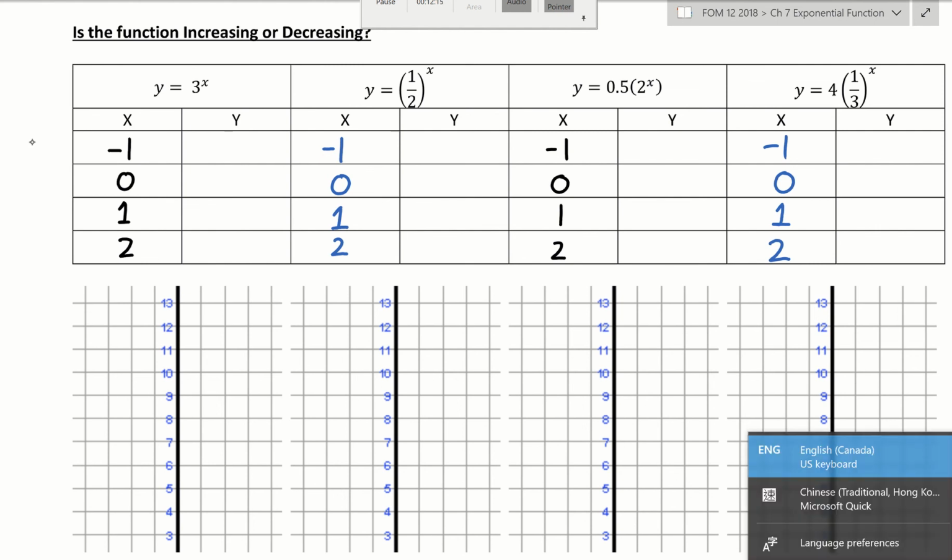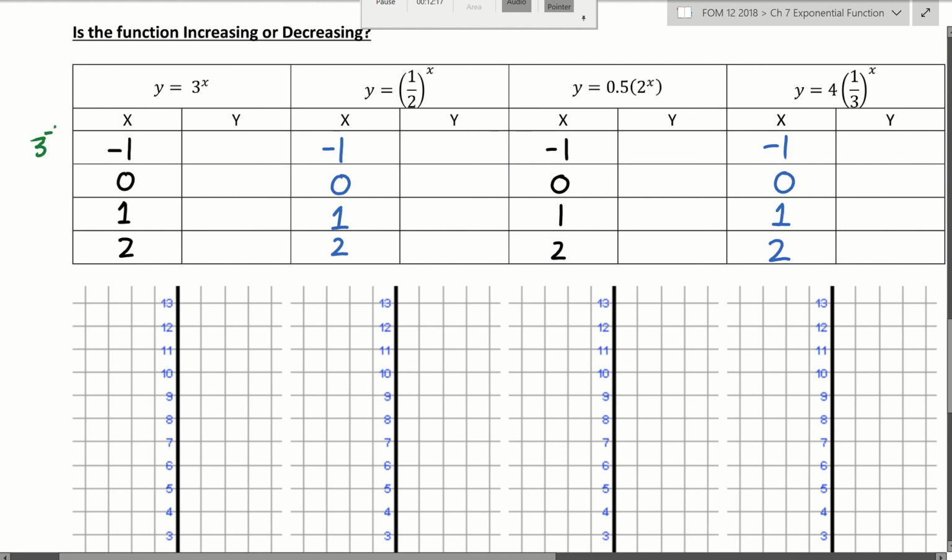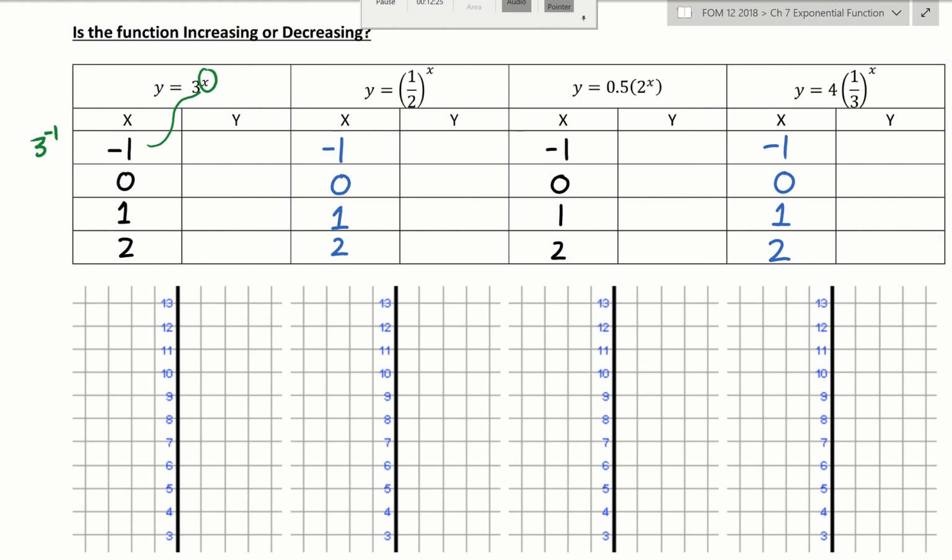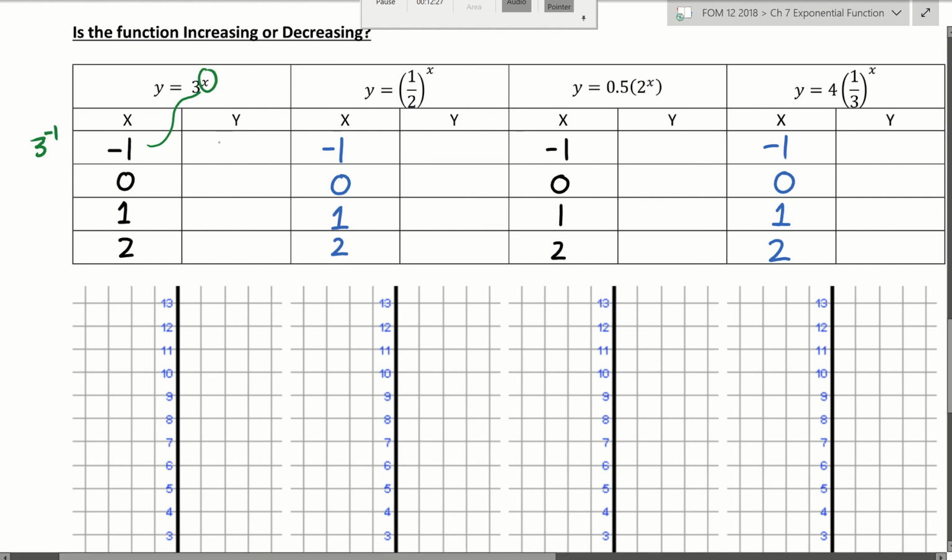So what is 3 to the power of -1? We have an x in here, so we're putting -1 into the x. So 3 to the power of -1 is 1 over 3. Right? A negative exponent is 1 over. The next one is 3 to the power of 0, which is 1. The next one is 3 to the power of 1, which is 3. The next one is 3 to the power of 2, which is 9. So 1/3, 1, 3, and 9.